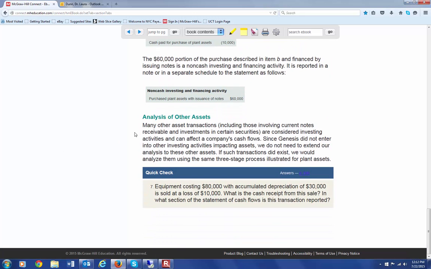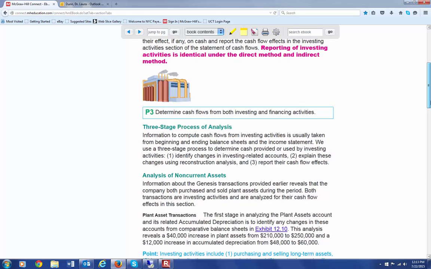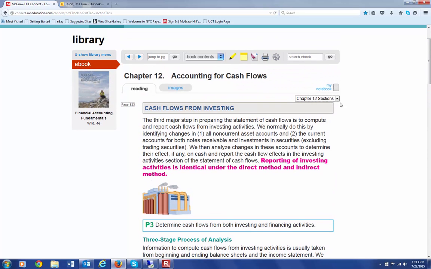Now, there are lots of other asset transactions that can be considered investing activities and can affect a company's cash flow. But this particular company, Genesis, did not enter into these things, so we don't have to look at the other accounts at this point. But if there were some other things like that, we would have to do the same type of analysis and reconstruct those entries and figure out how it impacted cash either coming in or going out. All right, so that's what we would have to do for Genesis for its investing activities.